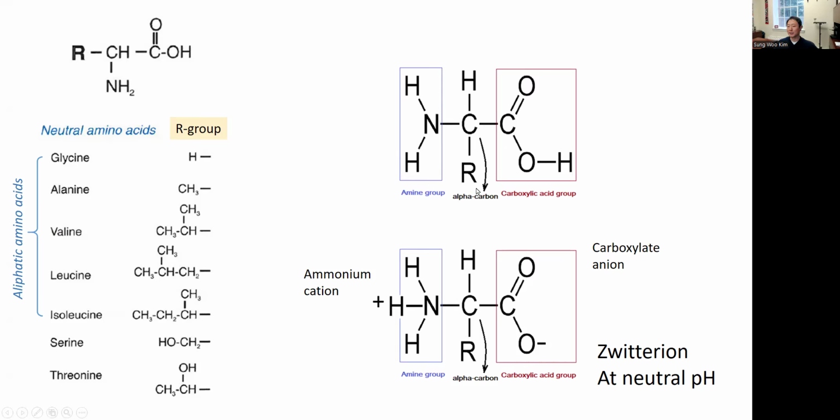Now let's talk about the R group, or functional group. Depending on the R group, that will determine the different types of amino acid. The smallest amino acid is called glycine. That's when the R group is simple hydrogen. When the R group is a hydrogen, we call that glycine.